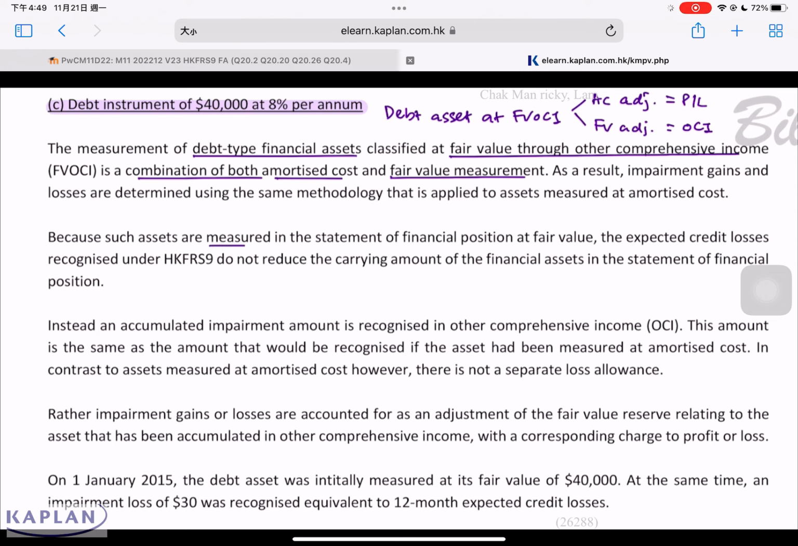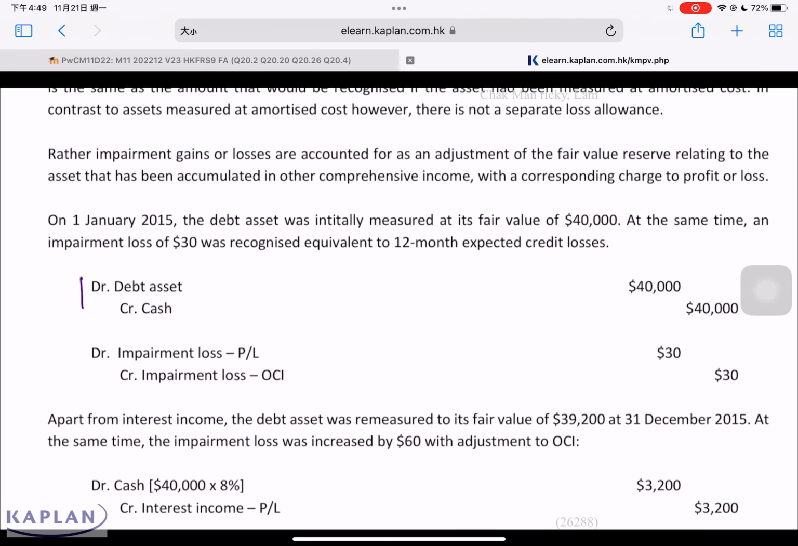Because such assets are measured in the statement of financial position at fair value, the expected credit losses recognized under IFRS 9 do not reduce the carrying amount. The carrying amount must be at fair value. In this case, we must credit OCI. At the date of purchase, debit assets, credit cash, 40,000. Immediately, you must account for the impairment adjustment. Debit impairment loss to P&L, credit OCI.